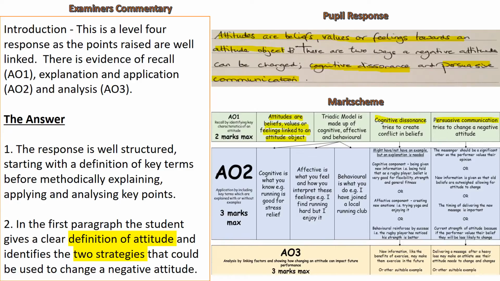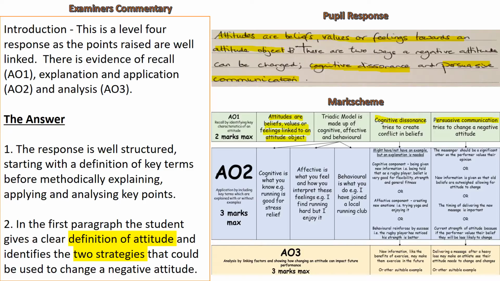Now all I've done is I've used a yellow highlighter pen just to highlight the points in the answer, part 2, where I've been able to find the definition of attitude in the pupil response and also the 2 strategies that are used to change a negative attitude into a positive one.